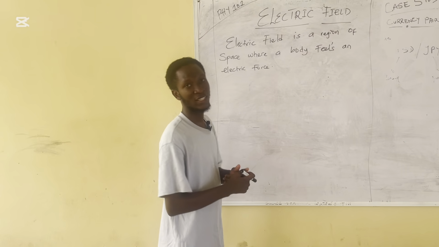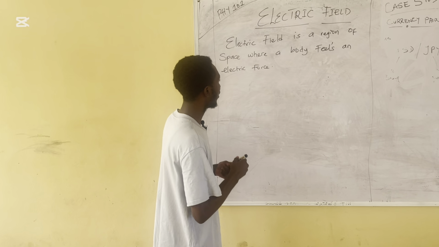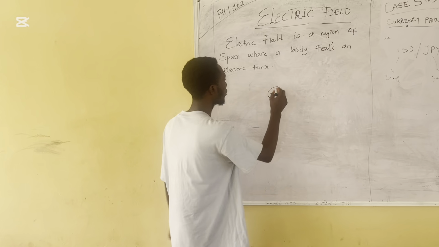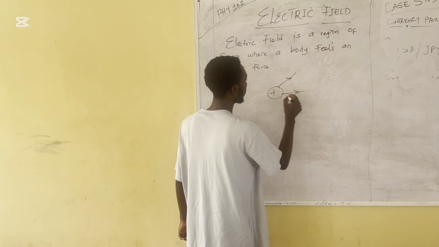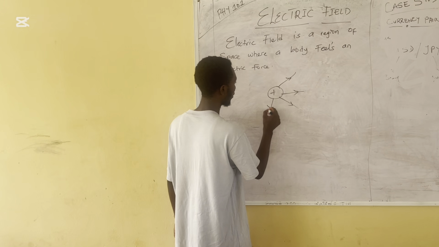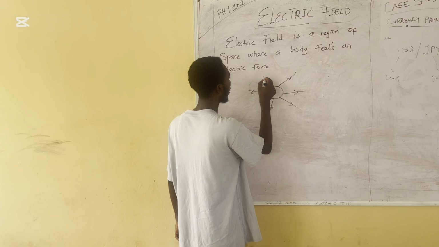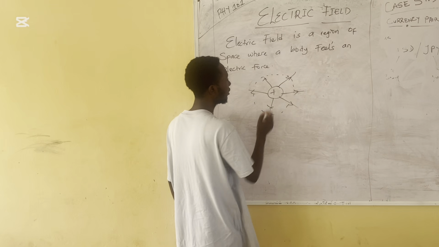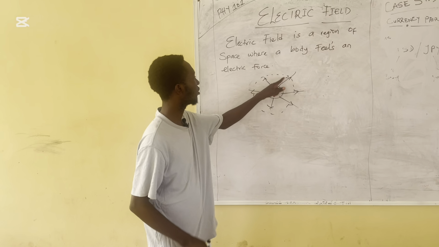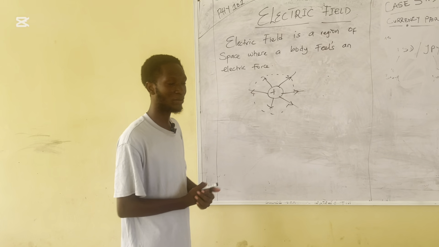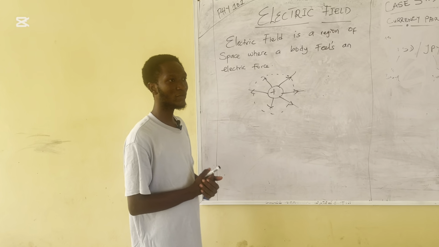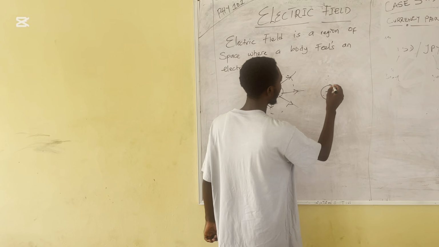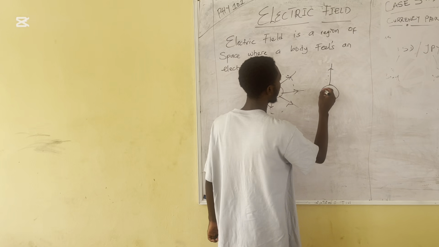As simple as that. Now, the illustration I gave you is for positive charge, where the line of force moves outwardly. This region of space around this positive charge is the electric field. You get what I'm saying? That's what I told you. And I did the same thing for negative charge. This is the line of force.